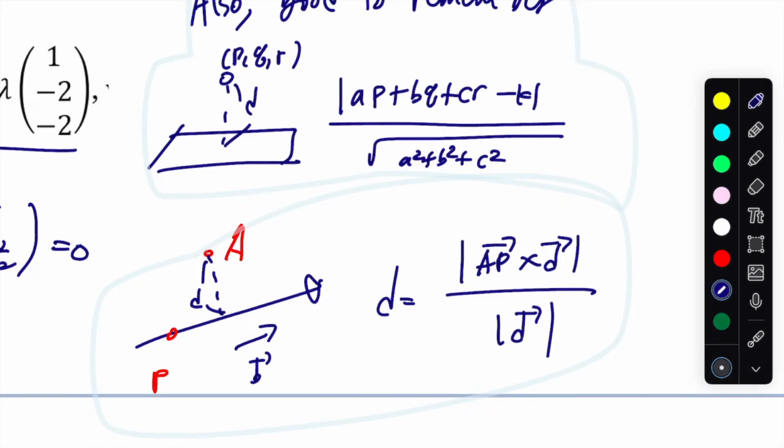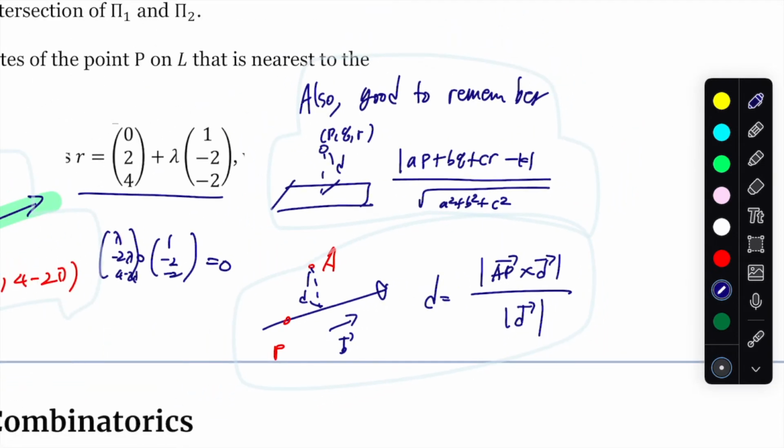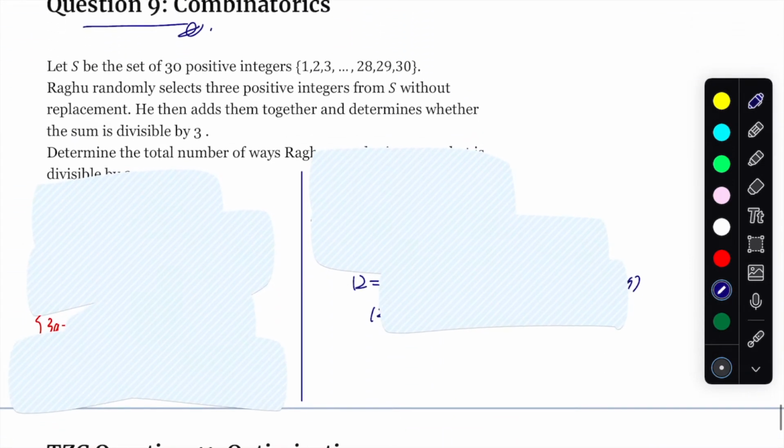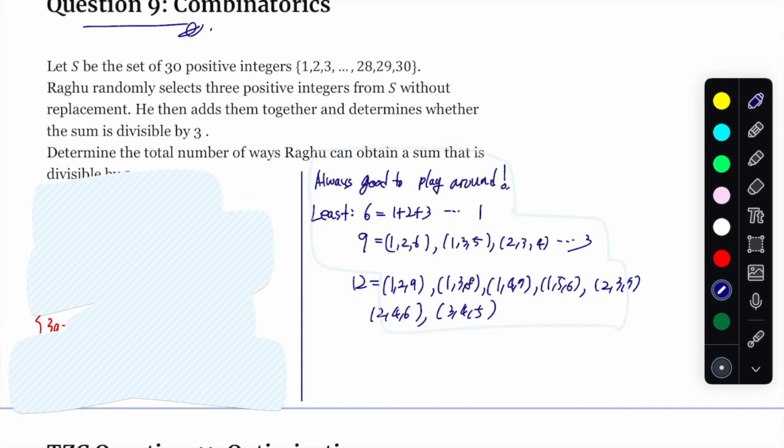So if you haven't memorized it, it's not in the booklet. It's very good to memorize it for either your school test or the final exam. Okay. And question number 9 was a very nice combinatorics problem. It's always good to play around. If the problem doesn't become so obvious, it's always good to play around with the first few numbers and try to find a pattern.